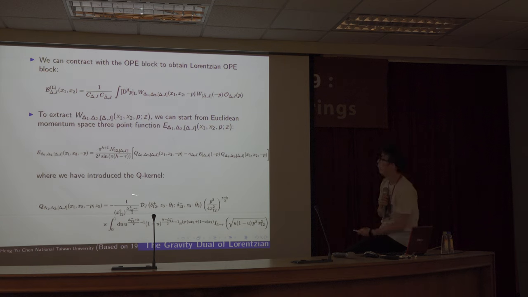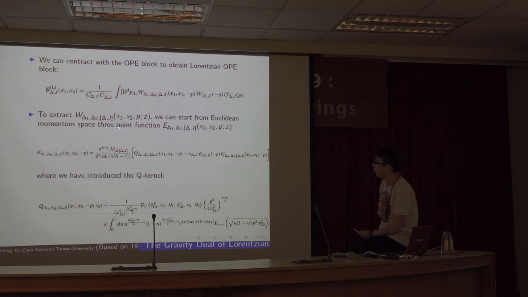Okay, so I think I should speed up so we can have some time to talk. Anyway, when we contract this shadow projector with the OPE block to obtain a Lorentzian conformal block, now it has three pieces. The only unknown here is this three-point Wightman function, for which we need to obtain the explicit form, and this is the two-point function, and this is the primary operator living in momentum space.